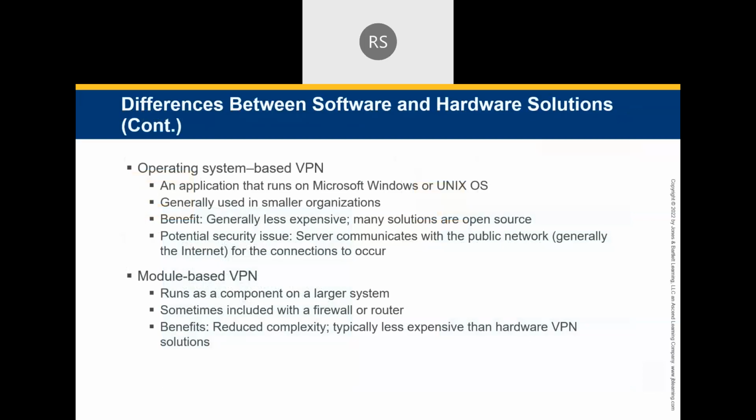So we're going to look deeper into the nuances of hardware and software VPN solutions. Now, operating system-based VPNs are the ones running on your Windows or Unix operating systems. These are often the solutions favored by smaller organizations. They are generally cost-effective, and they have many open source options available. Now, a potential security concern is that the server communicates directly with a public network. And they do this so the connections can occur.